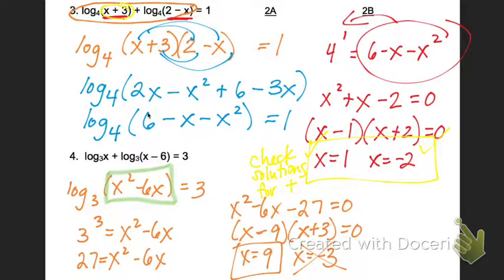But why does negative 3 not work? Because it's negative. When you plug it in here or here, they both are negative logs, which are undefined. So only positive 9 works in this case.